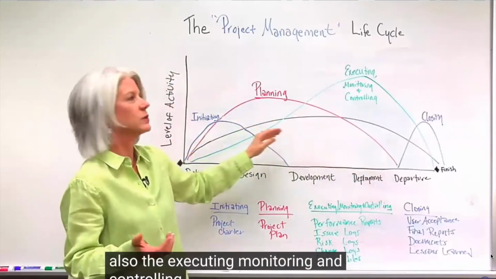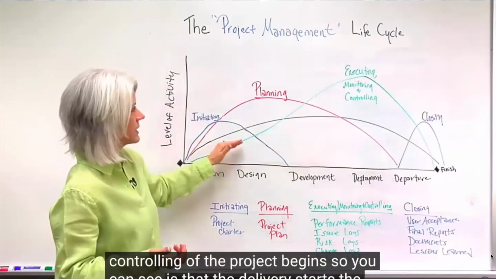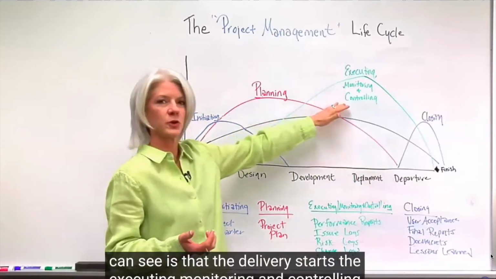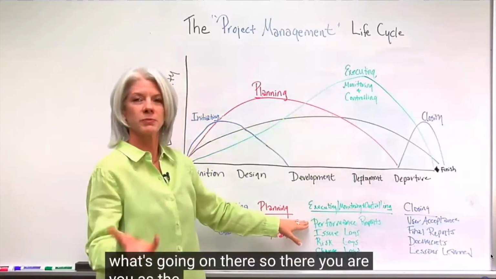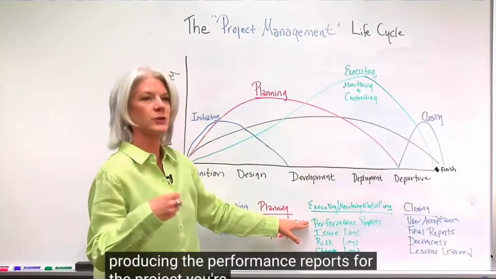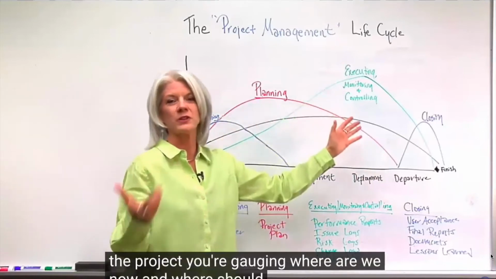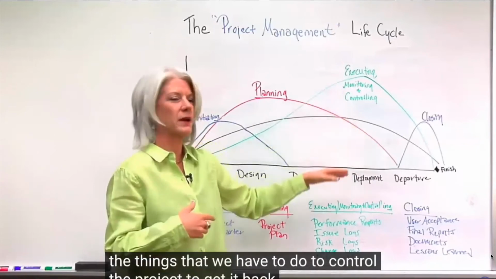monitoring, and controlling of the project begins. You can see as the delivery starts, the executing, monitoring, and controlling. So what's going on there? There you, as the project manager, are producing the performance reports for the project. You're gauging where are we now and where should we be, and what are the things that we have to do to control the project to get it back on track.